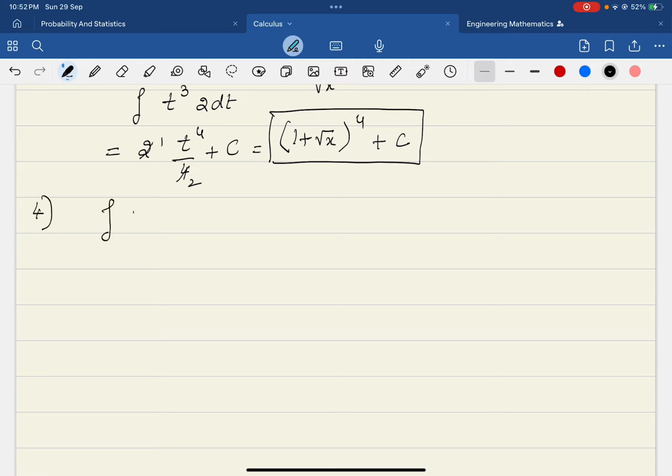Integral of ln x square dx. Try to understand this problem. Now ln of x square, this is meant by ln of x square dx.